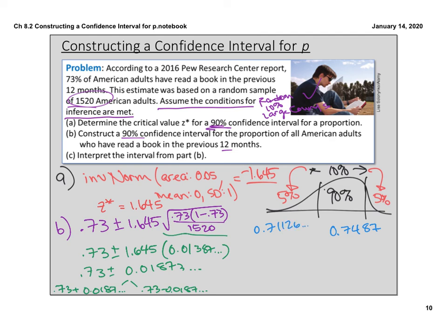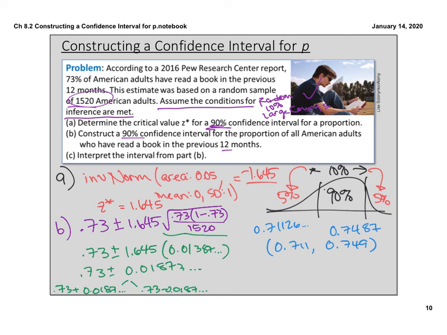And I get a lower bound of 0.71126 dot, dot, dot. So here's where you're going to round. This is where it's going to be a lot easier for you to actually round these things when you can. So I end up with an interval of 0.711 up to 0.749 roughly. So that's what my confidence interval looks like.